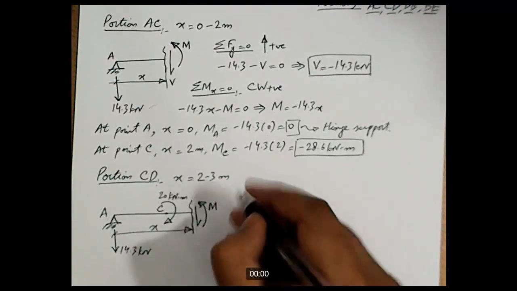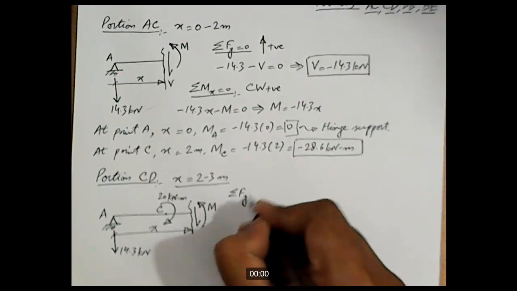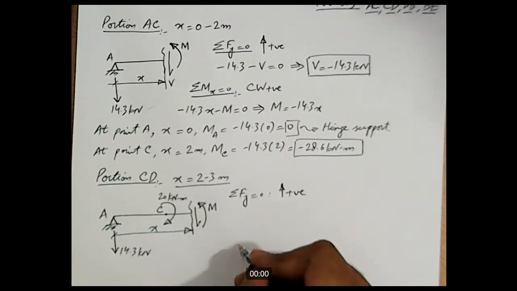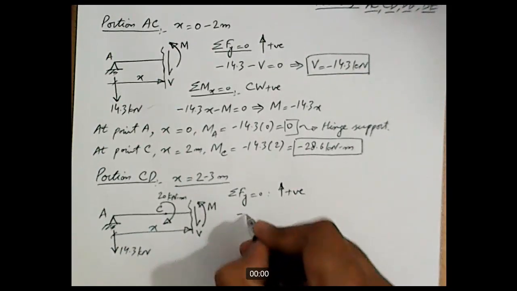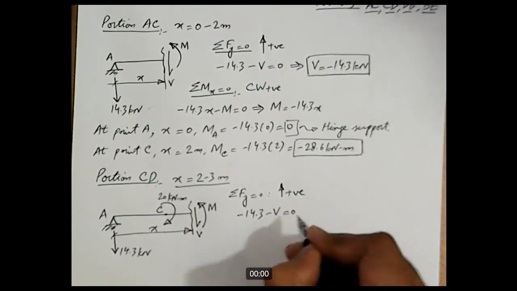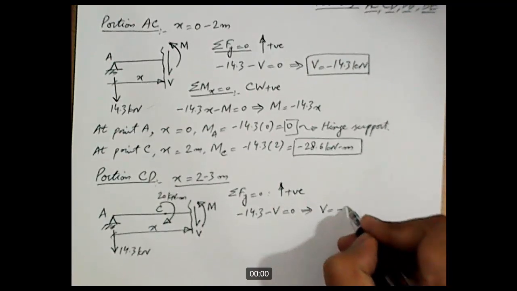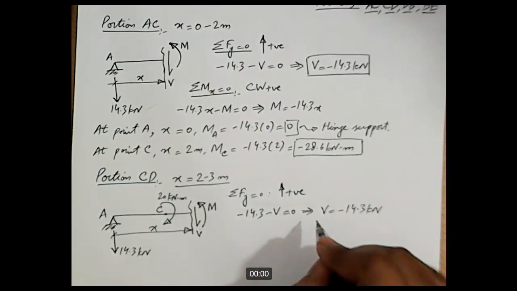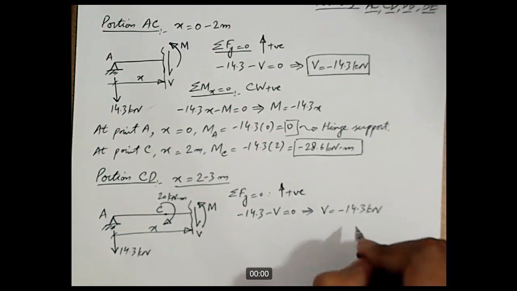Now let's apply sigma Fy equal to 0 and sigma Mx equal to 0. So sigma Fy equal to 0 with upward forces taken as positive. How many vertical forces are there? We have minus 14.3 and minus V, and that is equal to 0. There is no other vertical force. So V comes out to be minus 14.3 kilonewton. Again, for portion CD, the value of shear is constant. It's minus 14.3 kilonewton.